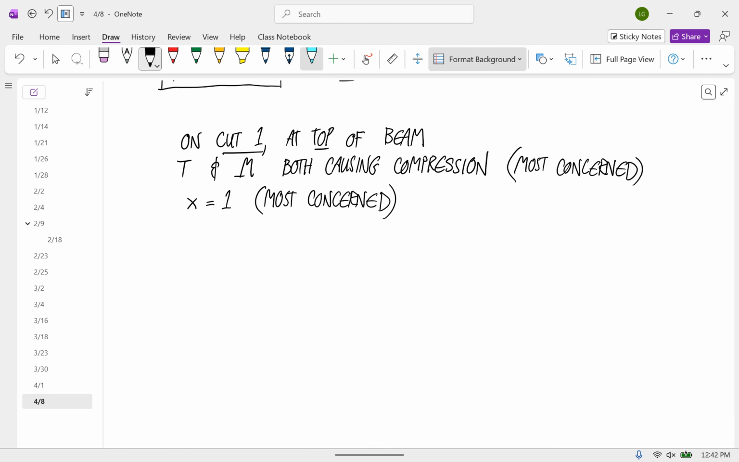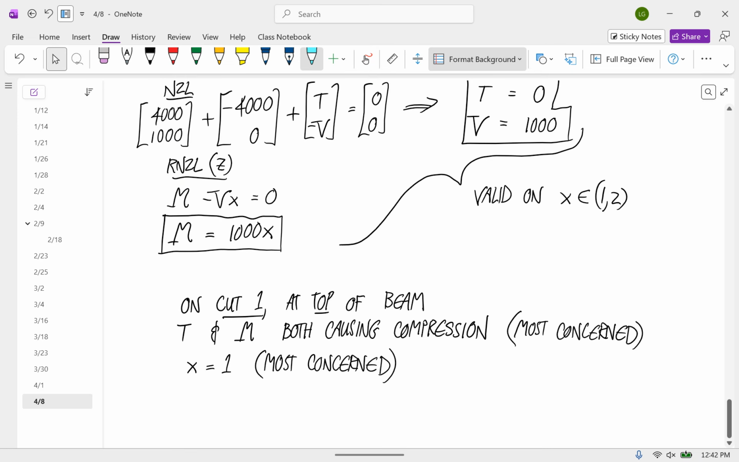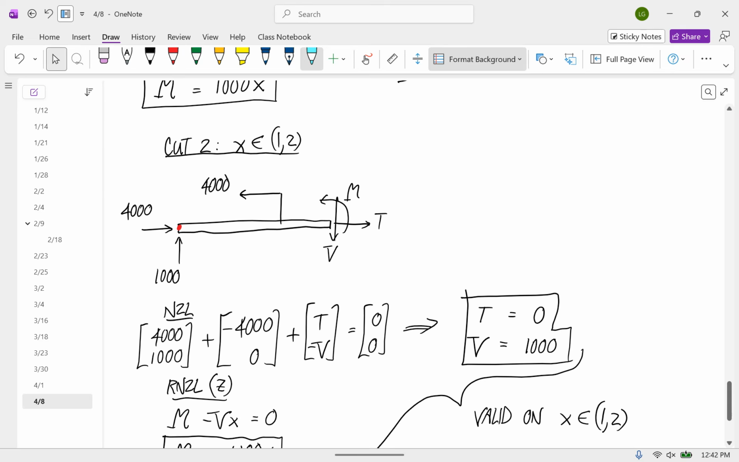Wait, how do you know we're most concerned about the top versus the bottom? Because we're most concerned about fracture or damage when the stress due to bending moment and the stress due to tension compression are in the same direction. Oh, I see. Okay, so that's how... Tension's going in and the bending moment is causing it to go in.